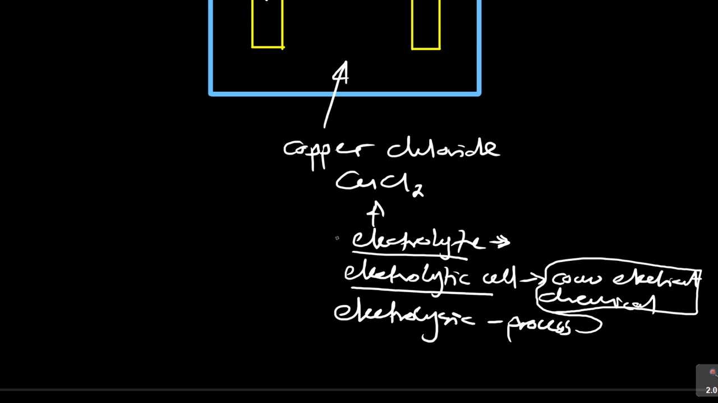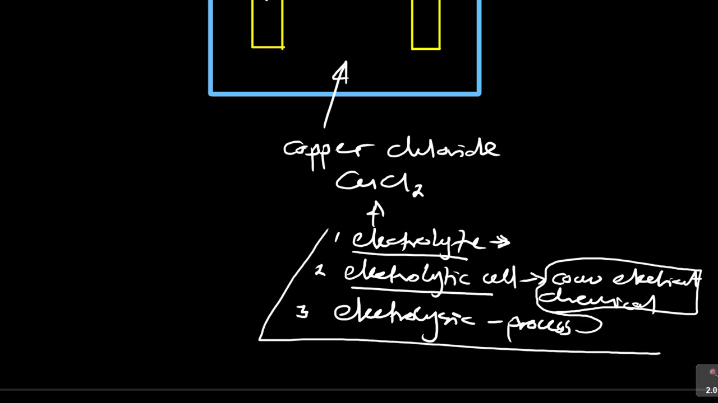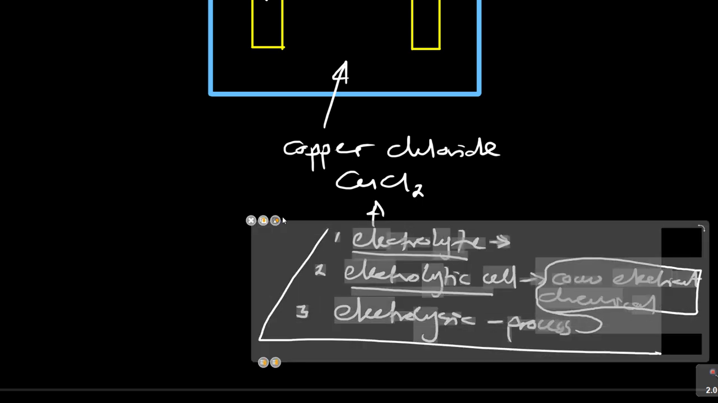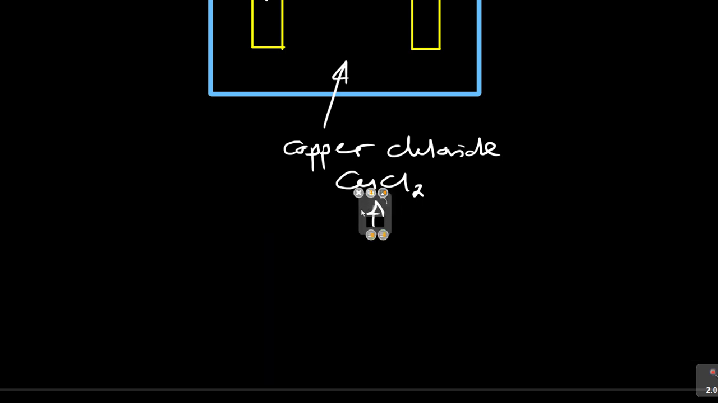So you need to know, whenever they ask you to explain these three different terms: an electrolyte is a substance that conducts electricity. An electrolytic cell is a cell that converts electrical energy into chemical energy. Electrolysis is a process which converts electrical energy into chemical energy. So that is that part, but let's take this back. We are agreeing that copper chloride is the electrolyte. Let's just maintain that for now.